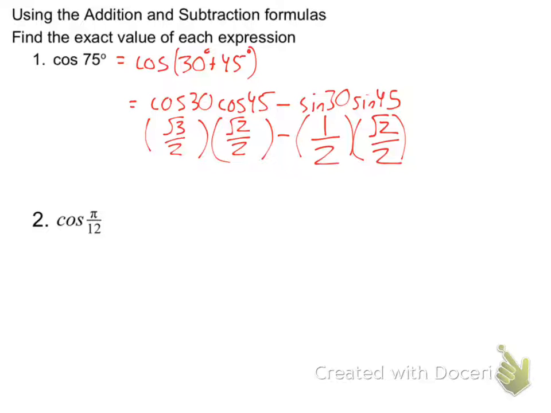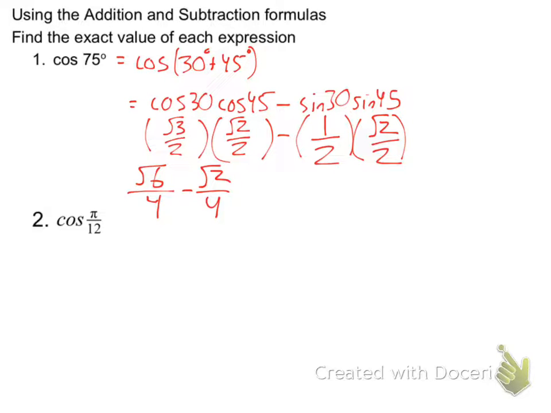So, how do you multiply fractions? Okay, what's square root of 3 times square root of 2? Square root of 2 times 3, which is square root of 6. Over 4. Minus, what's 1 times square root of 2? Square root of 2 over 4.